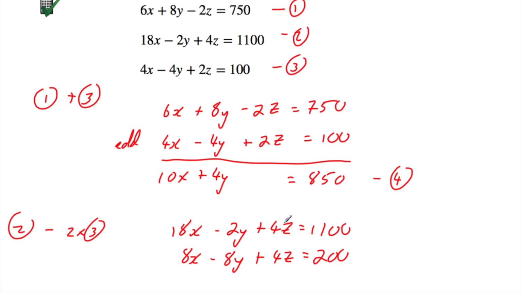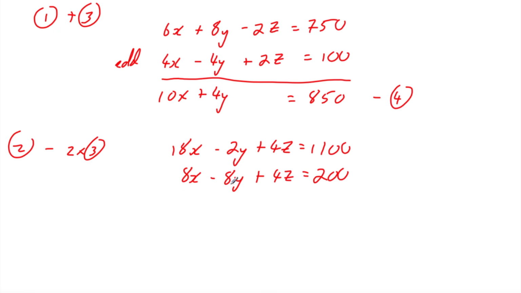And now we want to take these away to cancel out the 4z's. So let's subtract them from each other and see what we get. So 18x take away 8x, that's going to be 10x. Then we've got minus 2y minus 8y. Well, if you're subtracting a negative, you're going to add it back on. So if you've got minus 2y and you add 8y, you're going to go back up to 6y, so plus 6y. 4z take away 4z is 0. And 1100 take away 200 would be 900. So that's fantastic. We've now got another equation where we don't have any z's in it. So we've eliminated the z's. And let's call that equation 5.